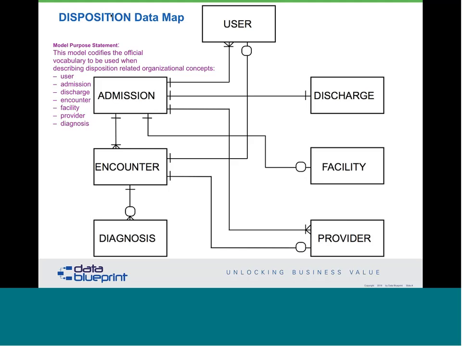So metadata is shorthand for data about data. Just knowing that the example I have on the screen here has seven entities in it, called user, admission, discharge, encounter, facility, diagnosis, and provider, is metadata about that model. If you didn't know what those entities were, you wouldn't be able to talk about the rules that need to occur as you're implementing that little bit of data.